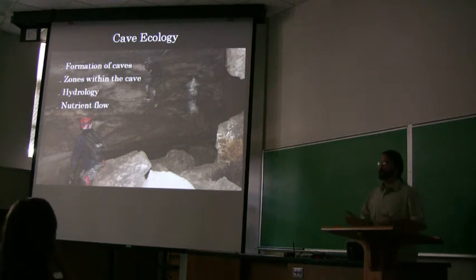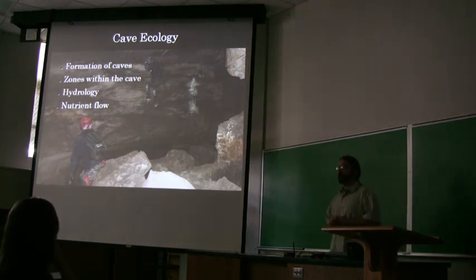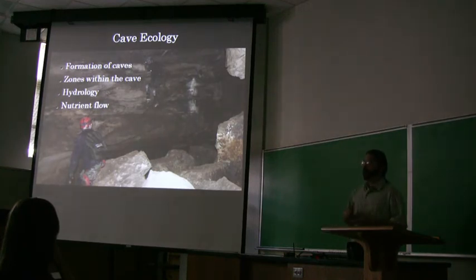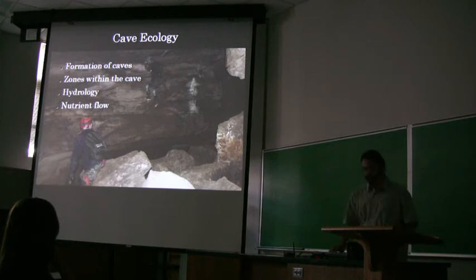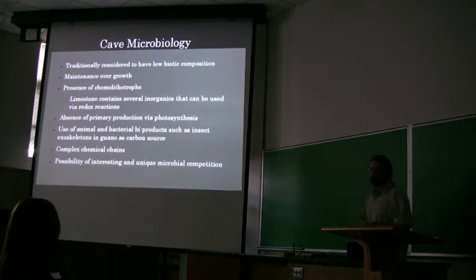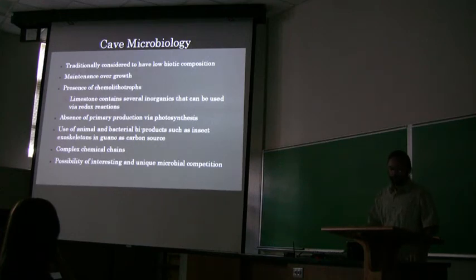In nutrient flow in general, you have organisms such as bats that live in these caves, and they're doing their thing. You have guano, fecal matter from the bats. If there's bats that die and drop down onto the floor of the cave, that's another source of nutrients, because you have to think, again, there's not primary production here, there's not plants here creating a carbon source for these organisms. So, like I said, again, it's traditionally considered to have low biotic composition in these cave systems because of this kind of limited nutrient flow and the lack of light.